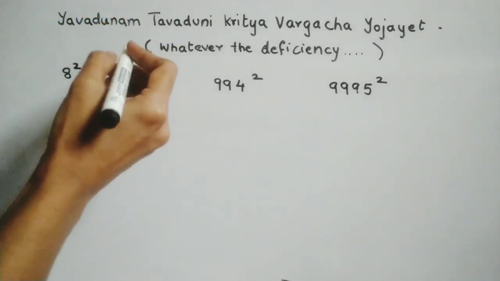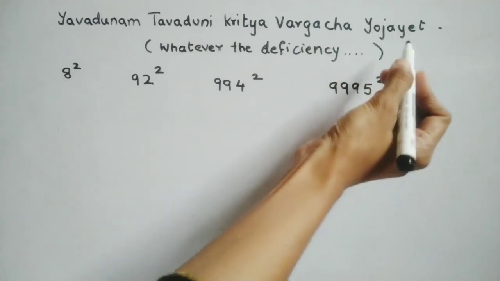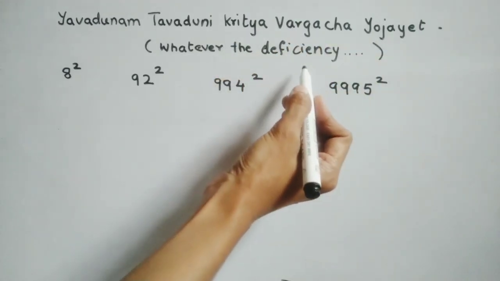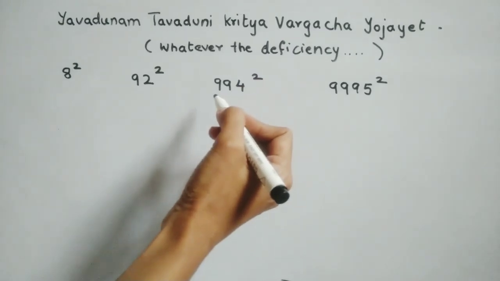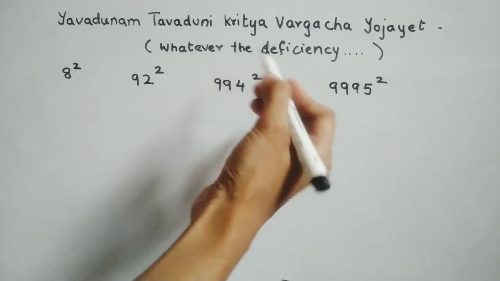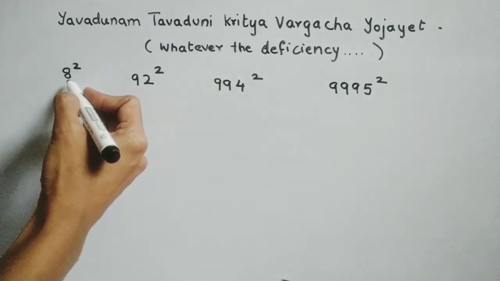You will see the sub-sutra Yavadunam Tavaduni Kritya Vargascha Yojayet. The meaning of this is: whatever the deficiency, lessen by that much amount and set up the square of the deficiency. Now what do we mean by this long sentence? That we will see directly through an example.